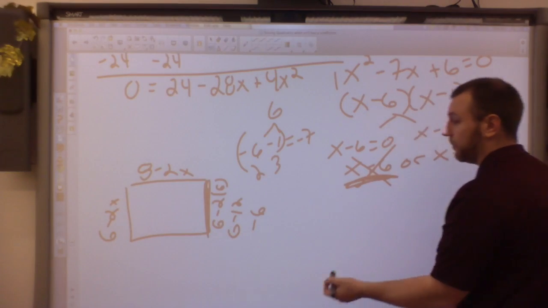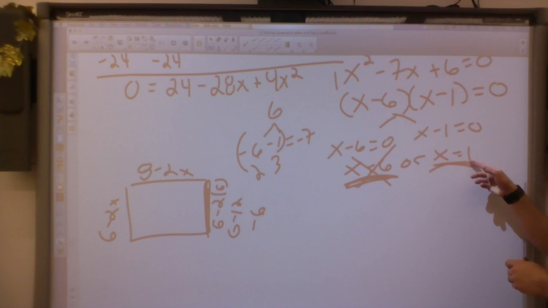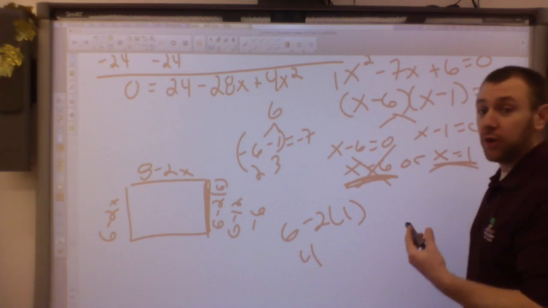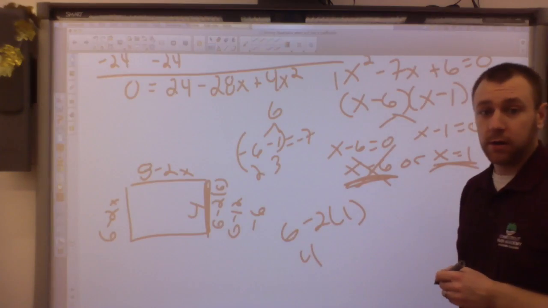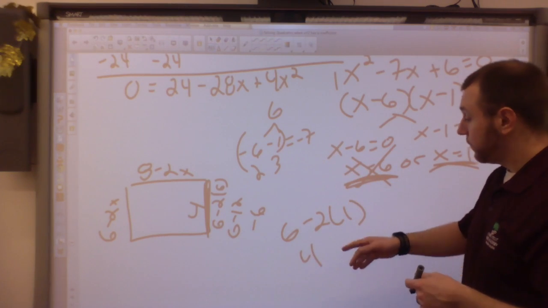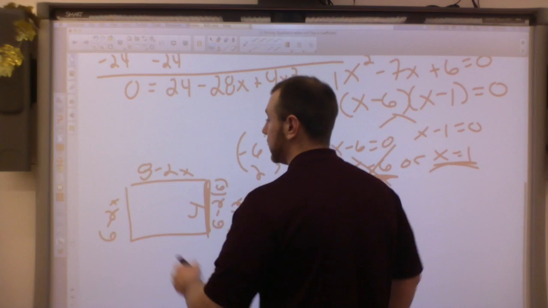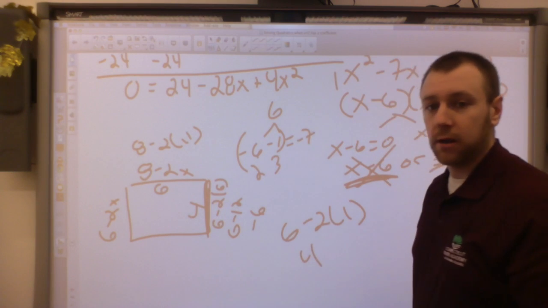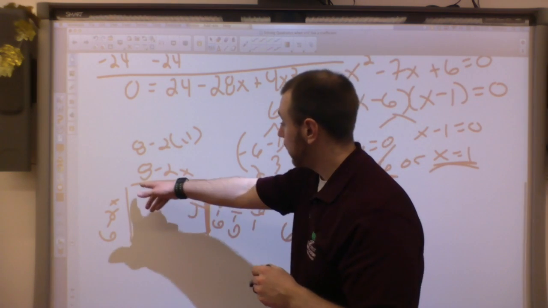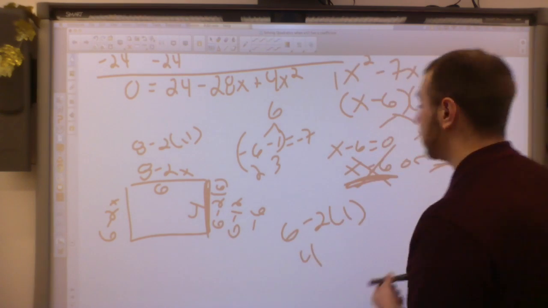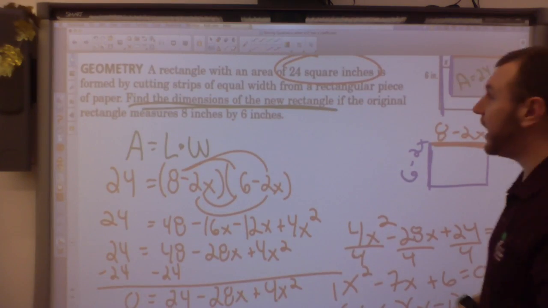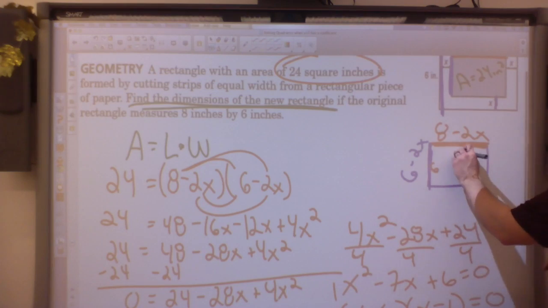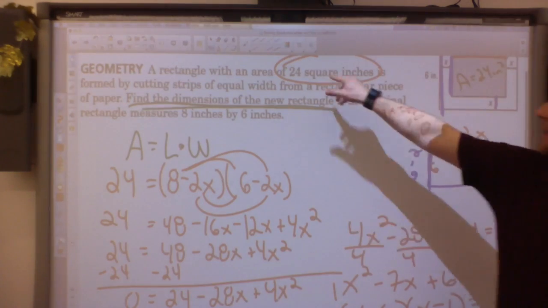But if I take that same side and plug in 1, 6 minus 2 times 1, well, that's 4. So my length here is going to be 4 on the width. If I take that x equals 1 and plug it in here, I'll get 8 minus 2 times 1, which comes out to be 6. So my dimensions are 6 by 4. Does that fit in the problem? Yeah. Area is 24 square inches. So if this side's 6, this side's 4, length times width, 6 times 4 is 24. That checks out.